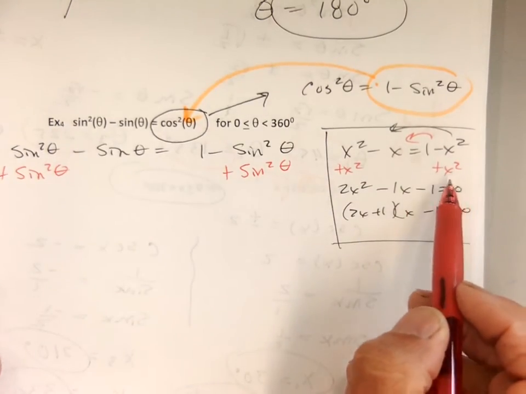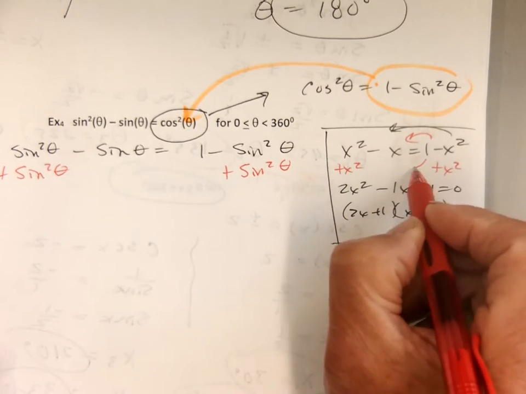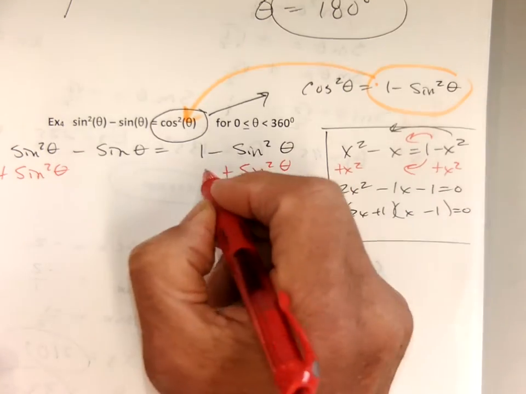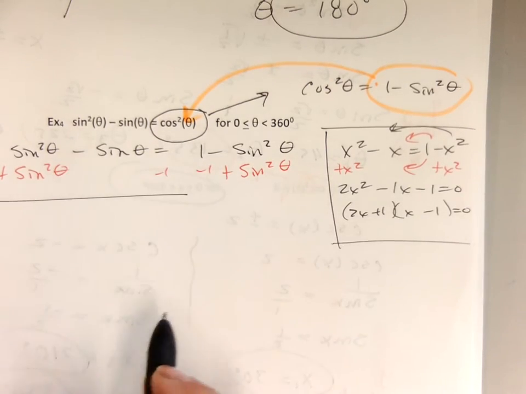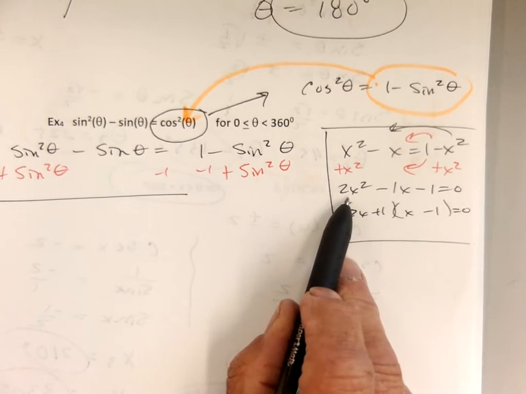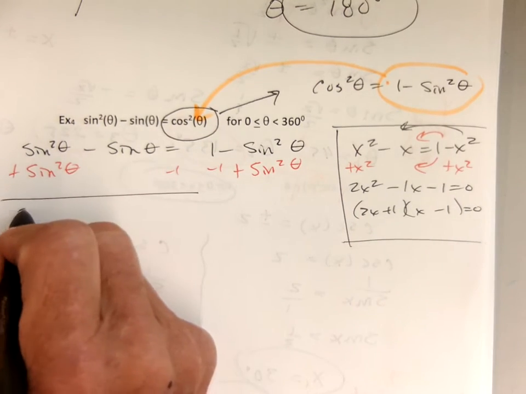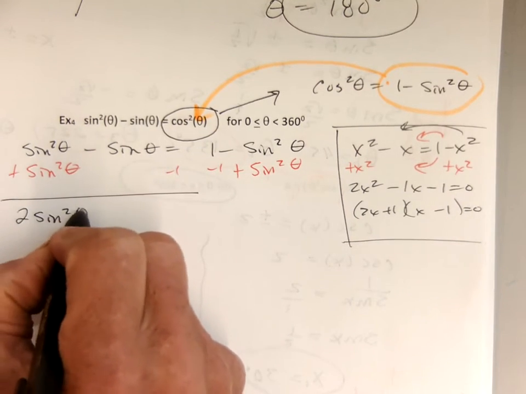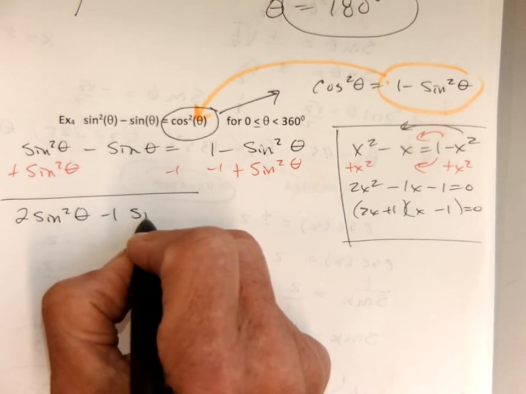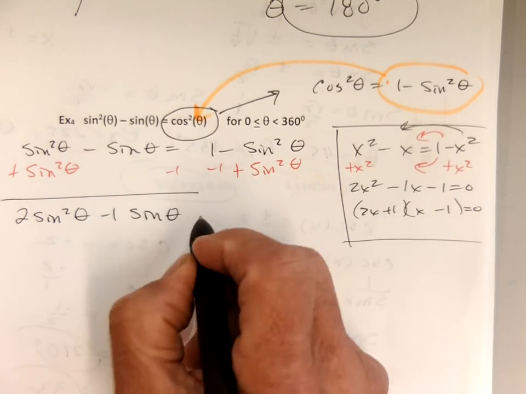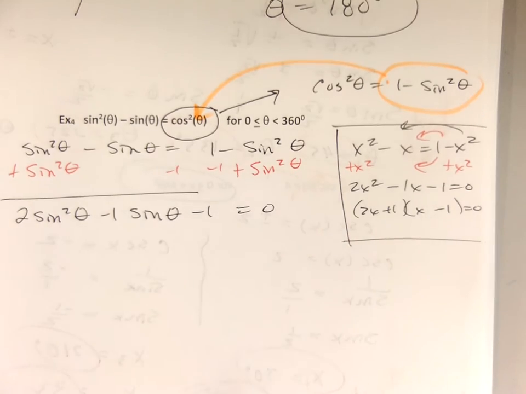All right? With algebra, what else did I do? I brought the 1 over, right? So I'm going to bring the 1 over. I'm going to go minus 1, minus 1. So I'll have, just like the x's, I'll have a 2x squared, but I'll have a 2 sine squared theta minus my 1x, but minus my 1 sine theta, and then minus 1 equals 0, okay?